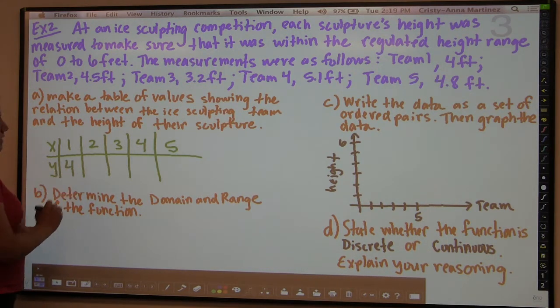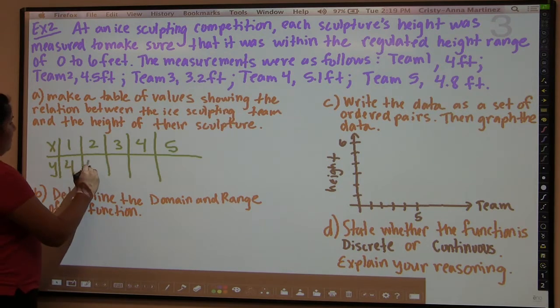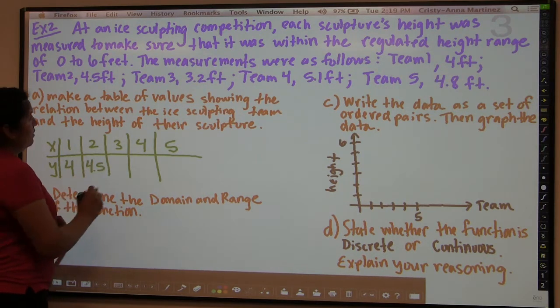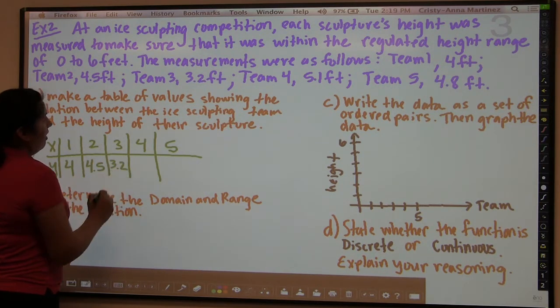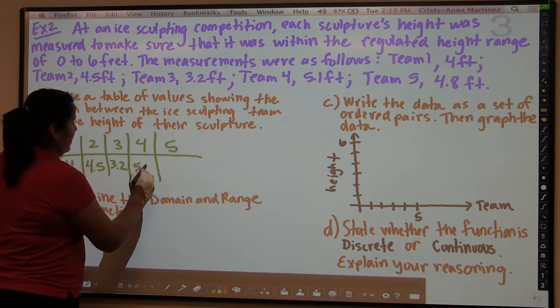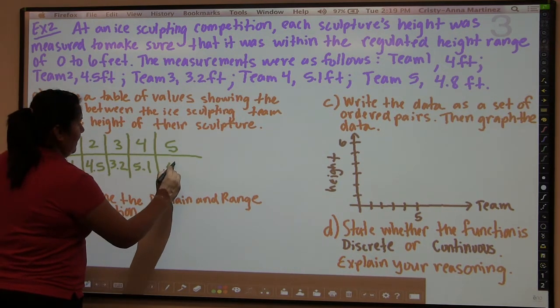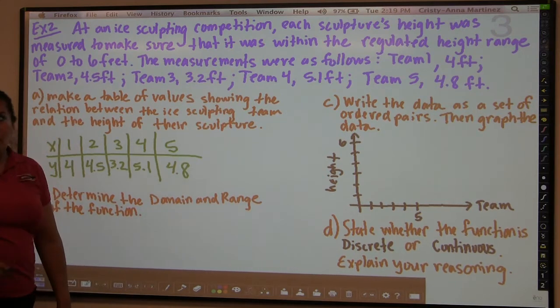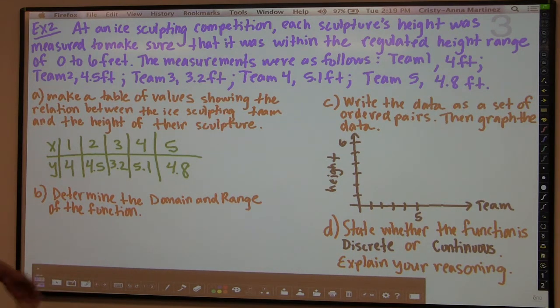So team 1 was 4 feet. Team 2 was 4.5 feet. Team 3 was 3.2 feet. And Team 4 was 5.1. And lastly, Team 5, 4.8. So that is literally how hard Part A is. Just make a t-table. Part B says determine the domain and range of the function.